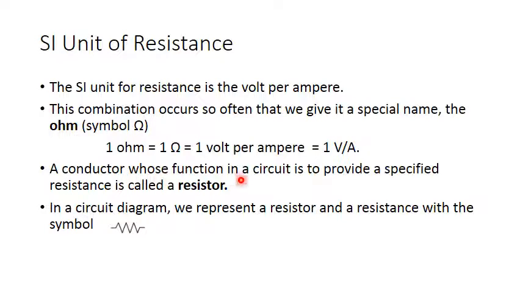Any conductor whose function in a circuit is to provide a specified resistance is called a resistor. So the element whose main function is to provide resistance is the resistor. The resistor is the element. The resistance is the property of this element. In a circuit diagram, we represent the resistor by a symbol like this: a simple line, a zigzag line, and a simple line. Effectively, it starts with 1 up and ends with 1 down. So this is the diagram symbol of the resistor.